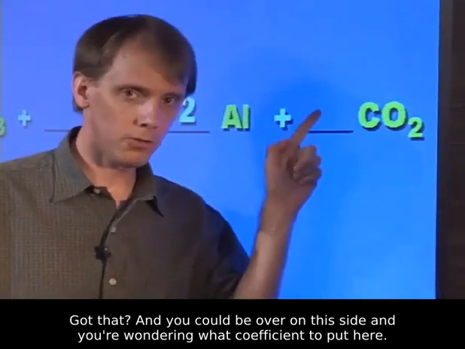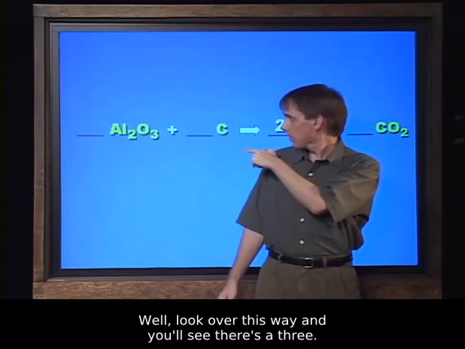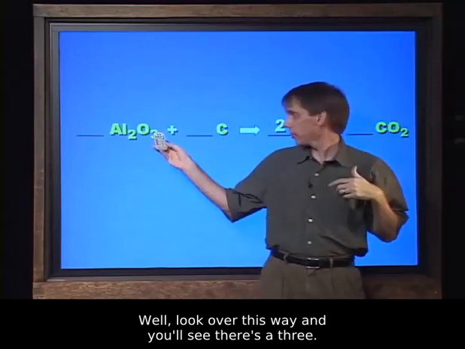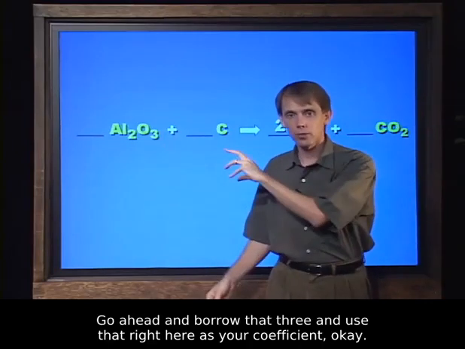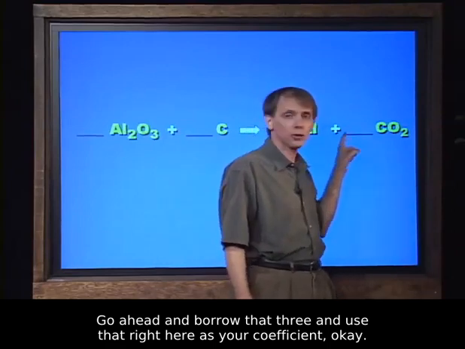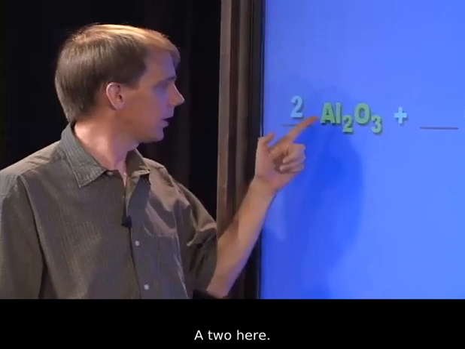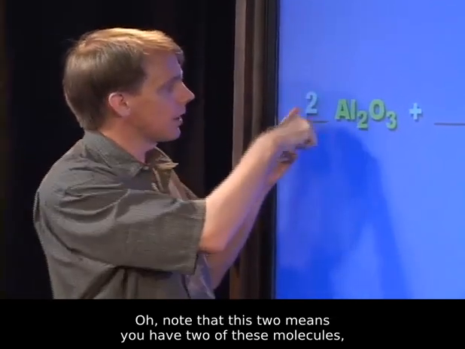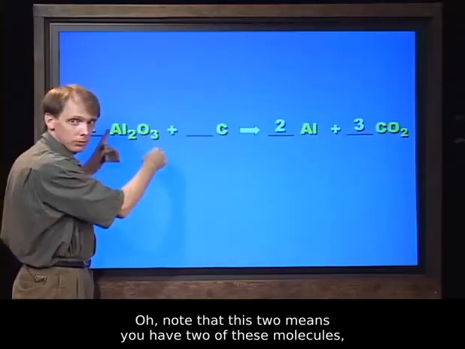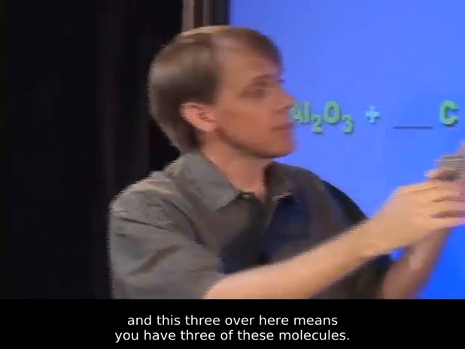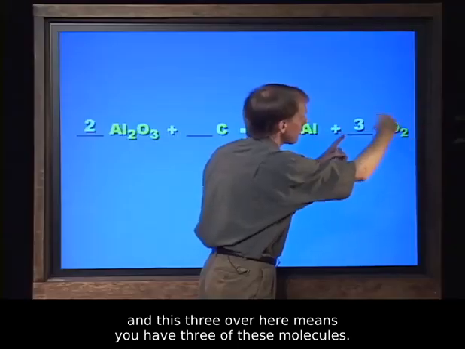And you could be over on this side, wondering what coefficient to put here. Well, look over this way and you'll see there's a 3. Go ahead and borrow that 3 and use that right here as your coefficient. Okay? This is what you saw. A 2 here. Note that this 2 means you have 2 of these molecules. And this 3 over here means you have 3 of these molecules.